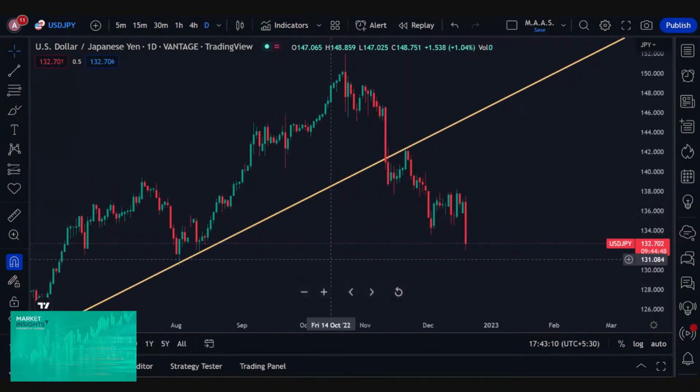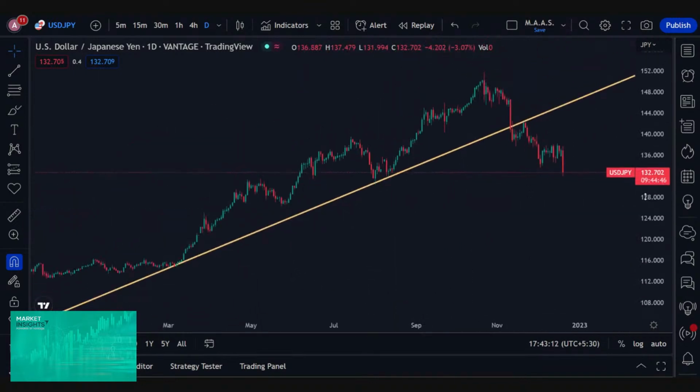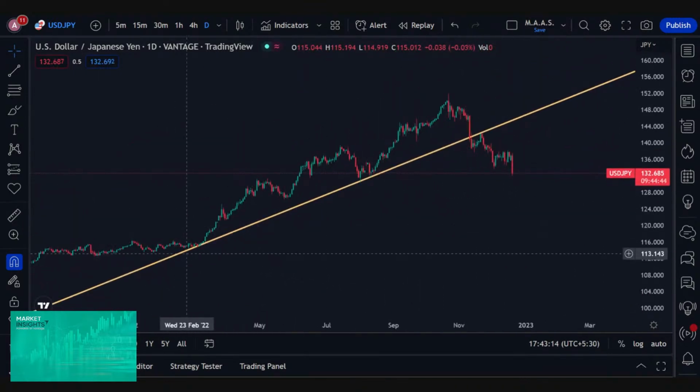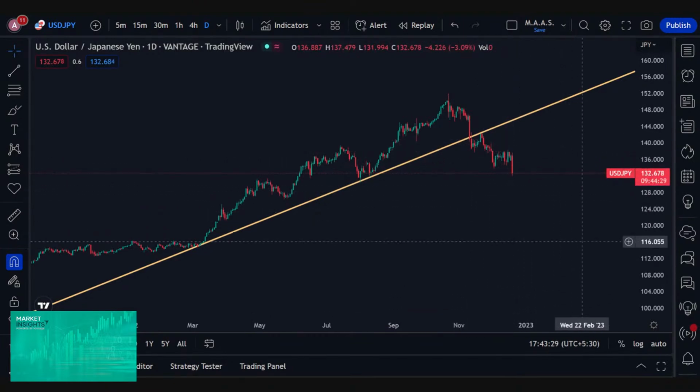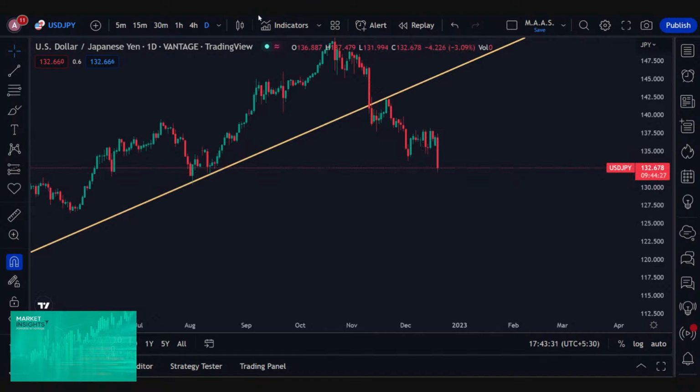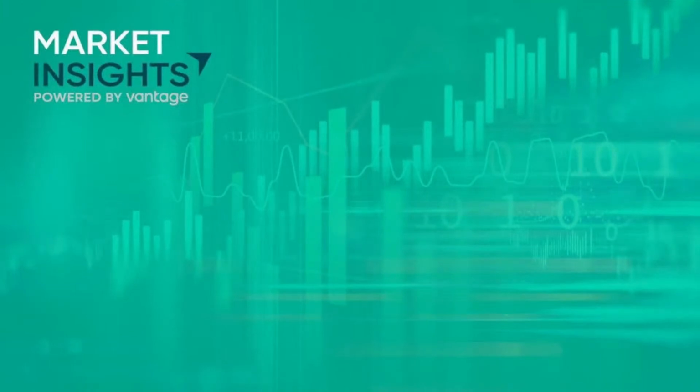We can see that it has broken down almost from February till November. So almost 10, 11 months of movement of the uptrend has been converted into a downtrend, and now it is following suit. Today's news, I will share with you what is happening for today and this week, and then it will be all about the news.